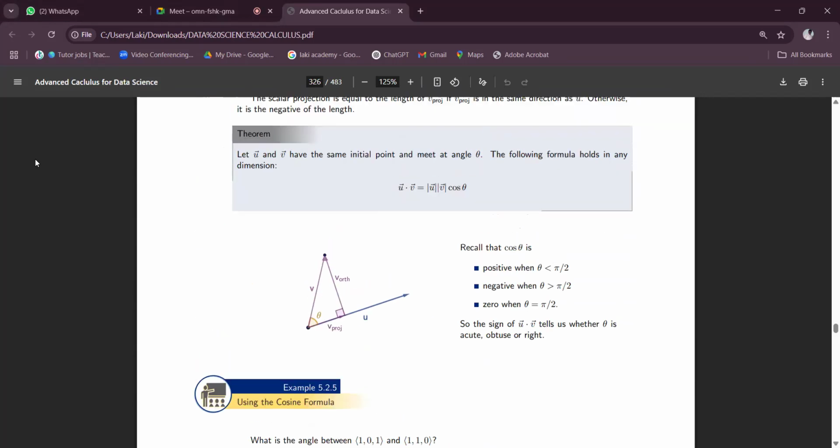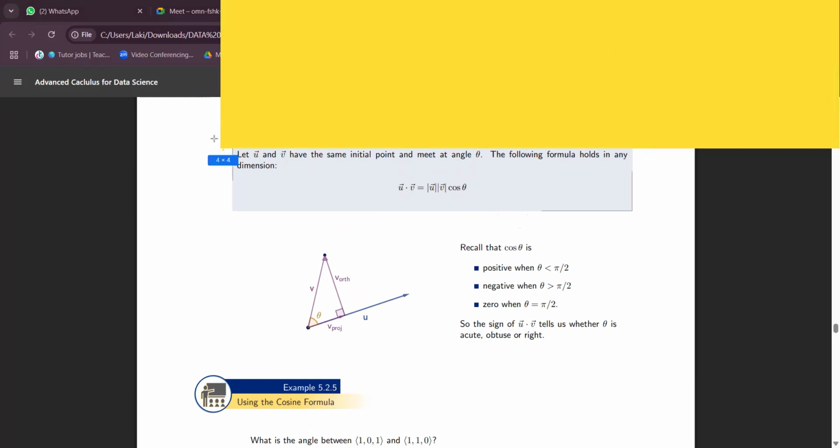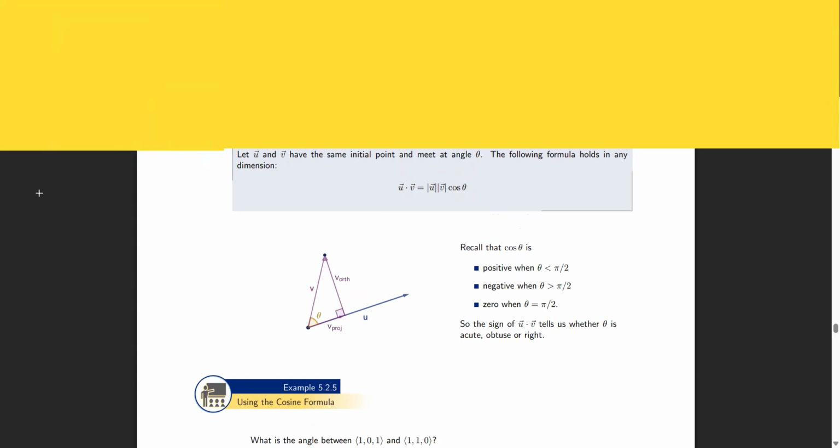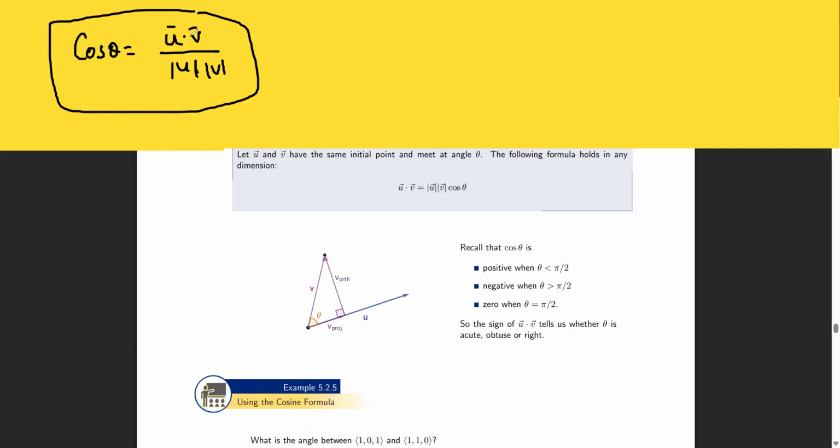It's very important. All the derivations come from this formula: cos theta is equal to u dot v over the product of their magnitudes. This is very important, right? You know this very well.